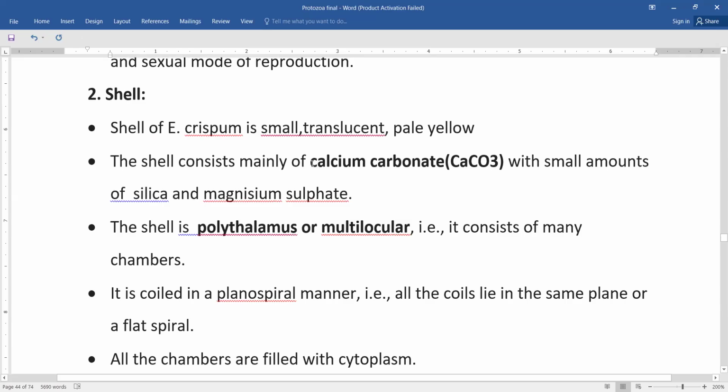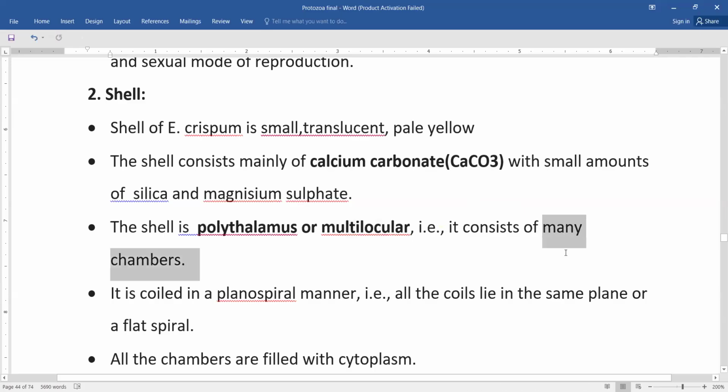Important point we should remember. The shell of Elphidium is made up of calcium carbonate. Some amount of silica and magnesium sulfate are also present in its structure, but it is mainly composed of calcium carbonate. Remember. So why is it called Polystomella? Because the shell is polythalamous or multilocular, that is, it consists of many chambers.